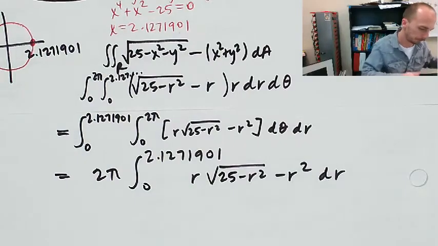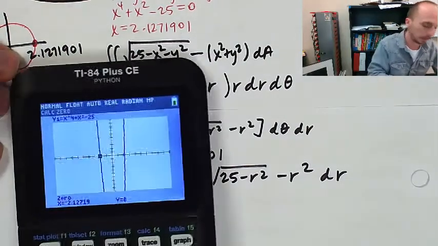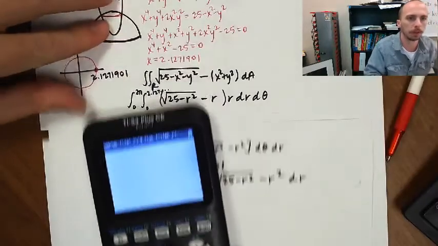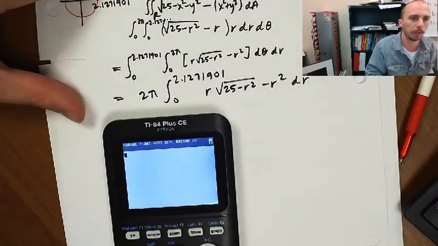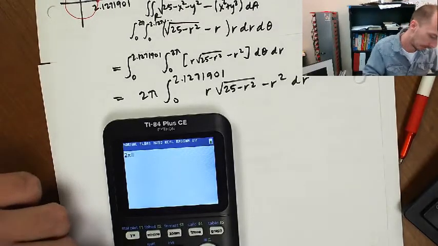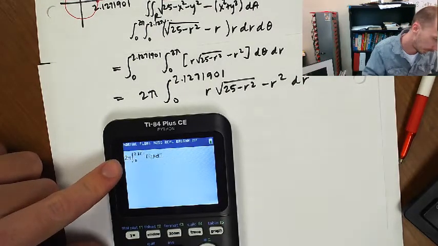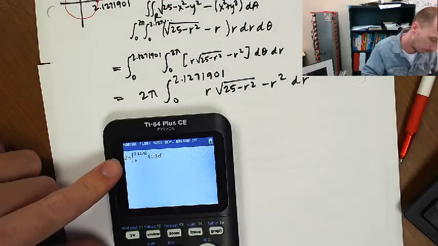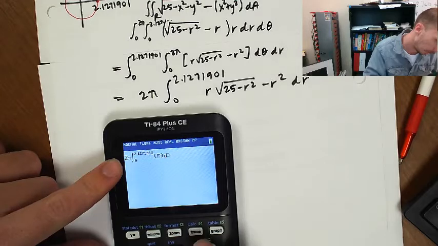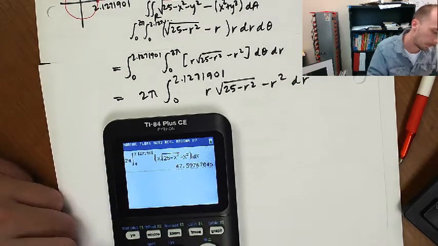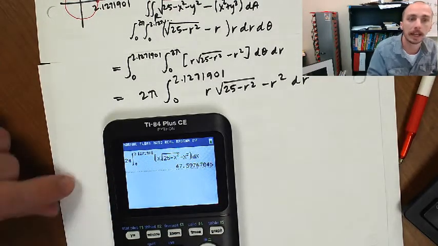That's a job for the calculator. Okay, so I'm going to bring that in. That'll help. So 2 pi times the integral from 0 to 2.1271901 of r times the square root of 25 minus r squared minus an r squared dr. We get 47.598.